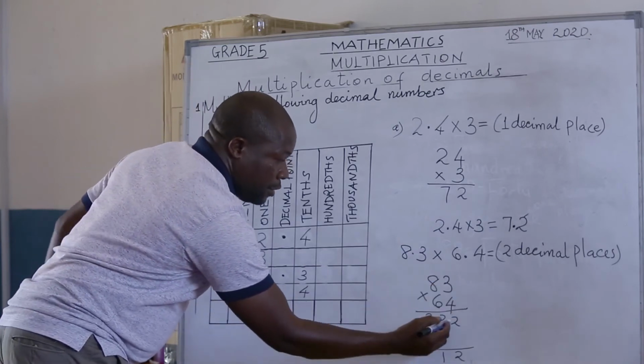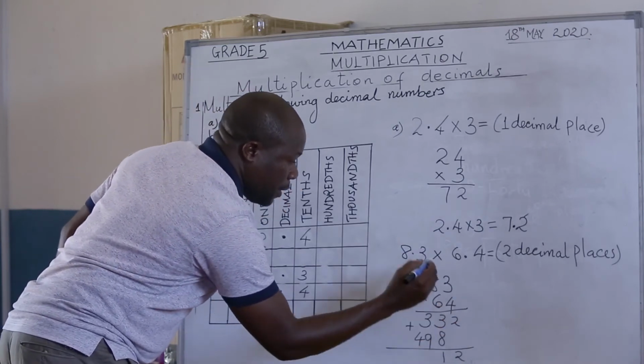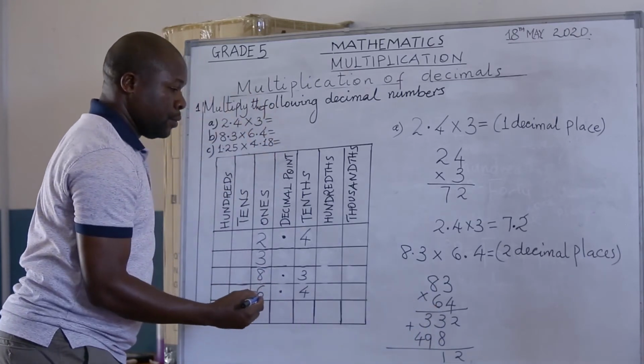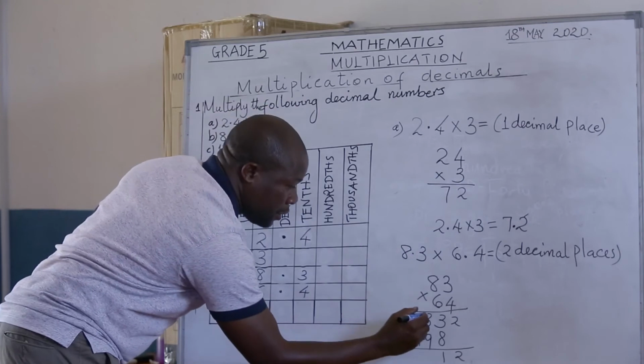4 times 3 is 12. Write 2, carry 1. 4 times 8 is 32, plus the one we carried is 33. Write 33.